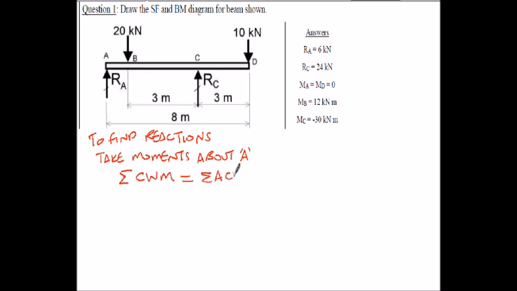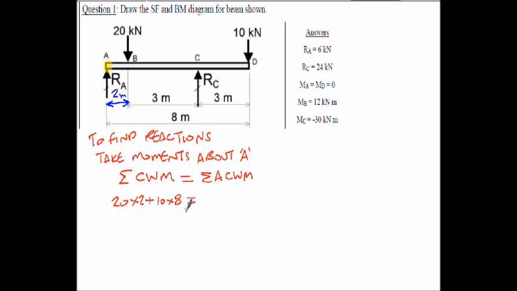It doesn't matter which way around you write this, you can have the summation of the anti-clockwise equal to the summation of the clockwise. So we're taking moments about point A, and looking for my clockwise moments in this case, I've got 20 multiplied by the distance of 2. There's a 2 meter distance across here, and looking at my geometry, it adds up to 8 meters. So that will be 20 multiplied by 2, that's going clockwise, and I've also got clockwise 10 multiplied by 8.